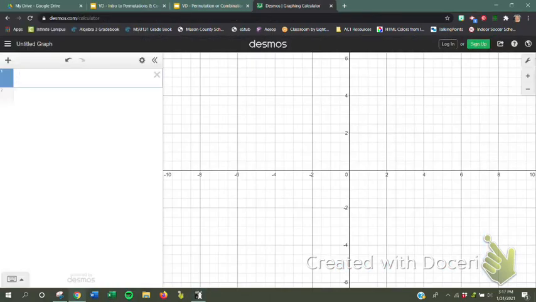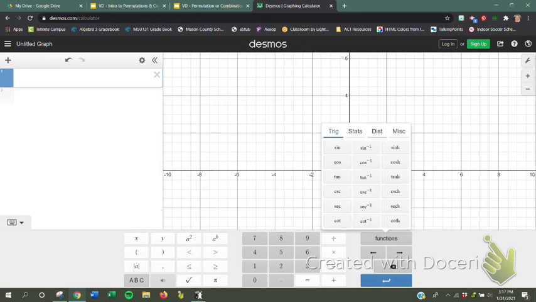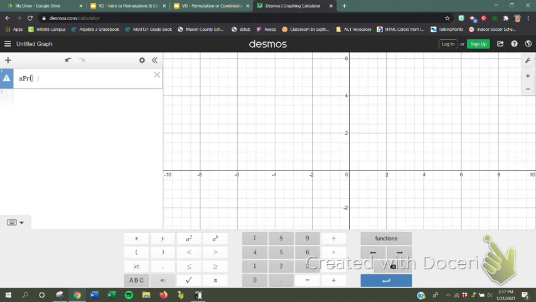Okay, on Desmos, it's pretty simple as well, but I'm going to walk you through it once. So we want to use this keyboard icon at the bottom. We're going to click on it, and then we're going to click on the functions button. When we click on that, it brings up these different options. And we want to click on stats because this is probability and statistics. And if you look down here, we have nPr. That is for permutation. And we put our n first, so it's always in the same order, n, then r. So 7, 3, and hit enter. And it tells us 210 different possibilities.